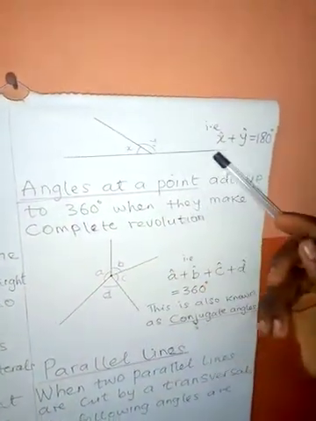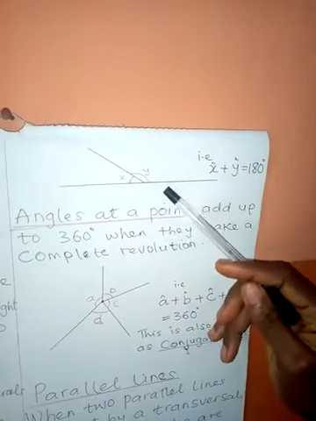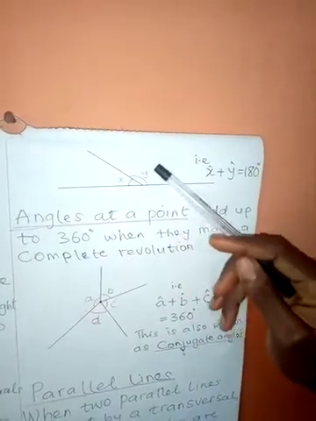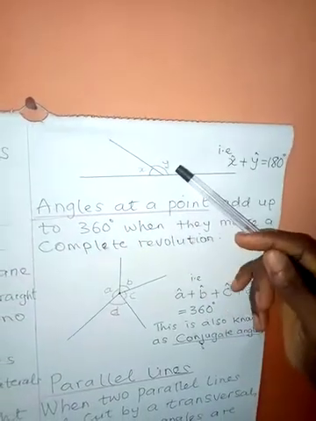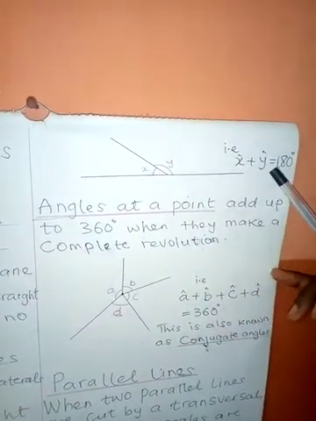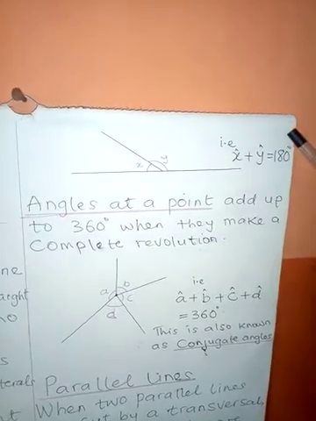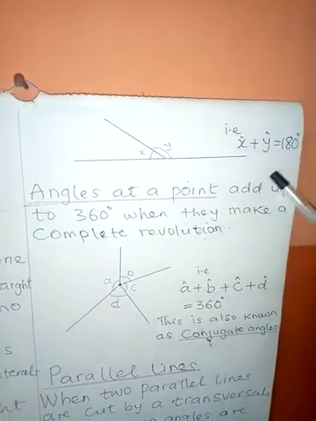Now, when we look up here, this is a straight line. So the sum of the angles that are meant to be here is supposed to be 180 degrees. Now, this is angle S and this is angle Y. When we sum them together, it must be equal to 180 degrees. That is angles on a straight line.